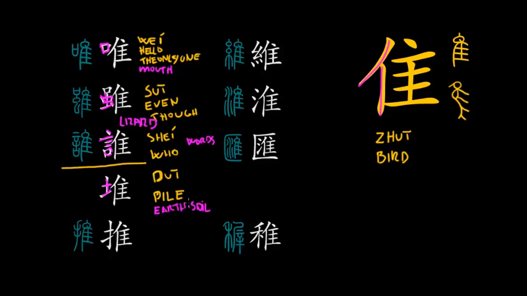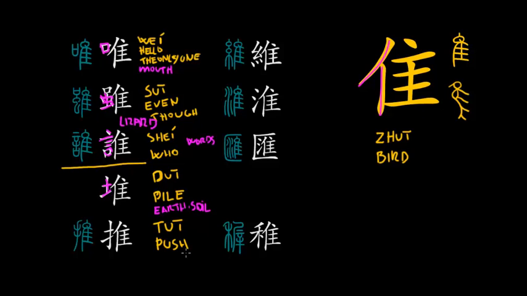The next character is pronounced tui, tui. And again, you see that it's clear that zhui is giving the sound to all of these characters, because we have wei, sui, shei, dui, tui, right? And the phonetic element is pronounced zhui. Tui means to push something. To push something, either literally, like to push a person.